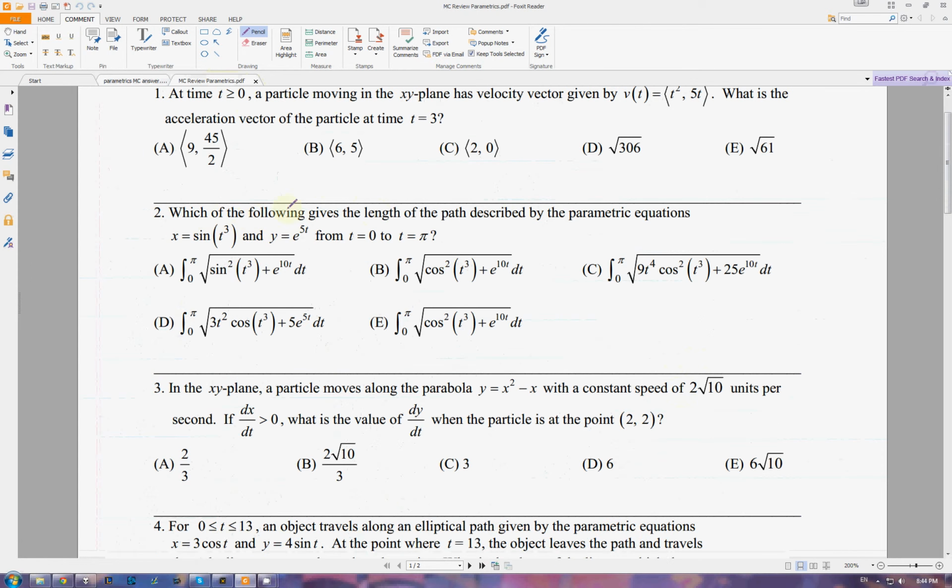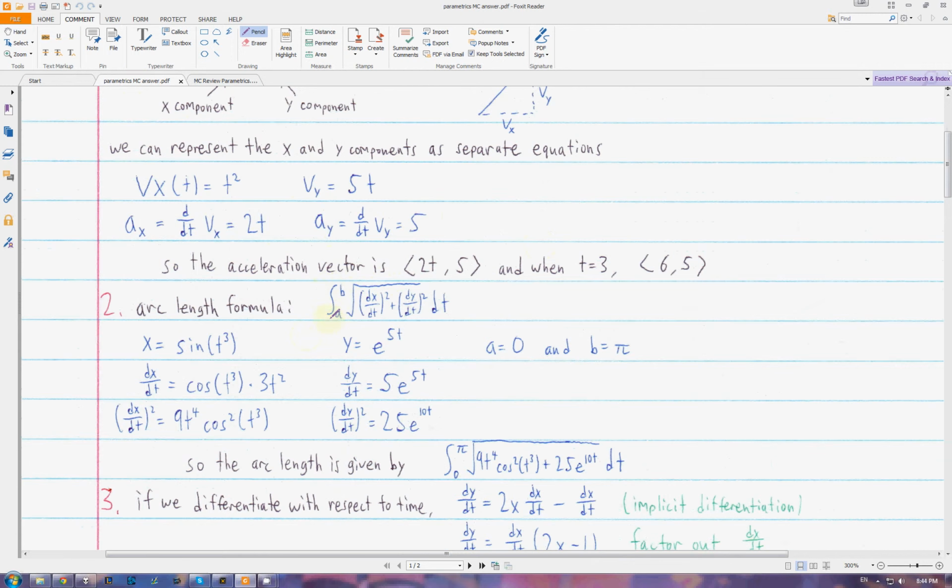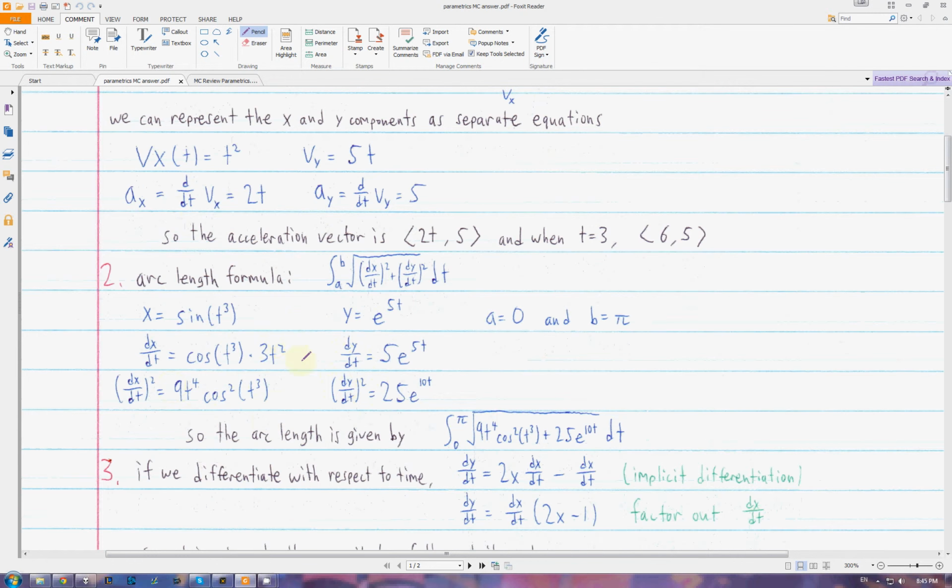Question 2 is an arc length problem. So basically we just use this formula. The bounds of integration are 0 and pi. And then we need to find dx/dt and dy/dt. So we do that, and then you need to square them, and after that you just plug them into the formula to get this.